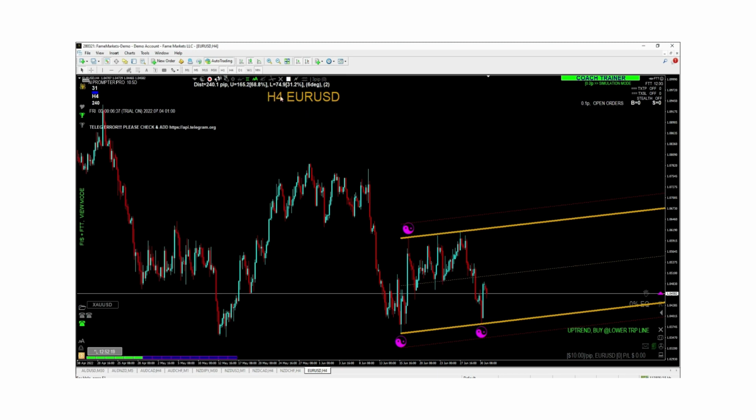Okay, right now, let's say I'm using H4, Euro USD. Right? From one glance, I already can see that this is actually an uptrend. Even ada message kat bawah sini cakap uptrend, buy at lower TRP line. So this orange line is actually a TRP line. We call this TRP lah.